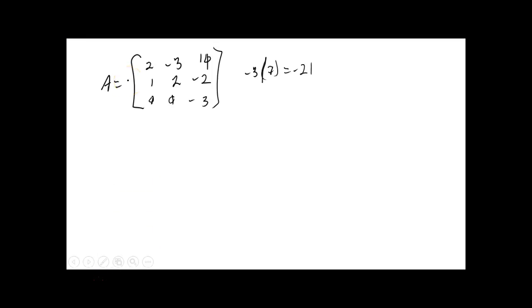Exchange the top two rows? Is that what you said? I would do that too. So this would become 1, 2, minus 2, 2, negative 3, 10, 0, 0, negative 3. Don't mess with that. All right.